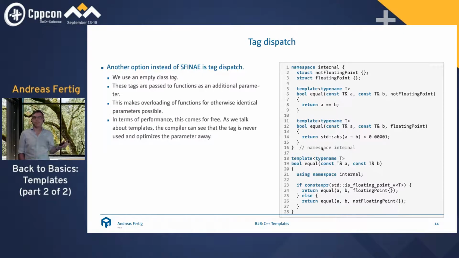And the good thing is the compiler is so smart that it figures out that this is an unused parameter which doesn't do anything. It's only used to select the appropriate overload and to instantiate the template. So you will not even pay for it. It's just like having a switch to switch between the two functions. This is a version with tag dispatch.